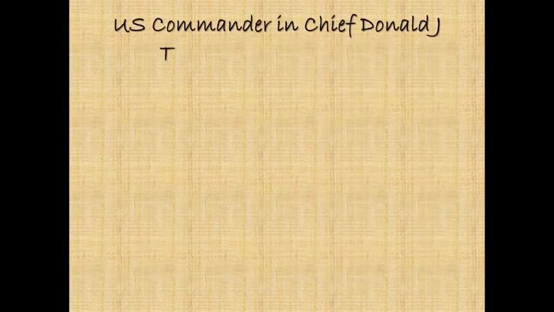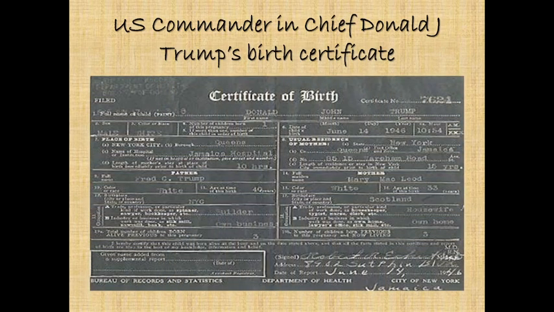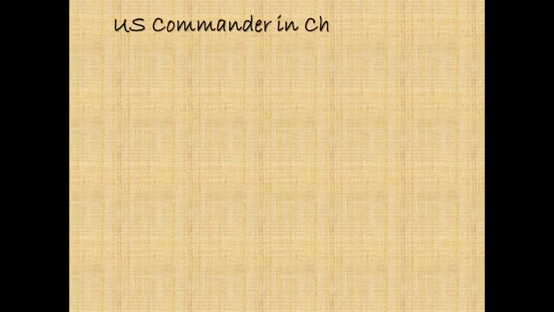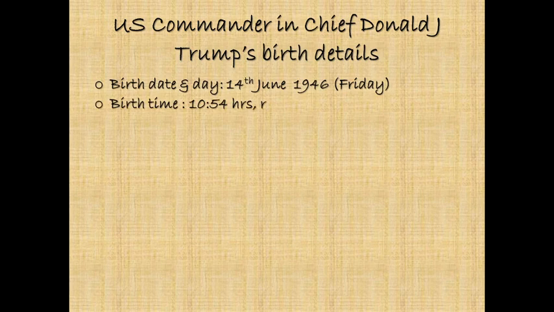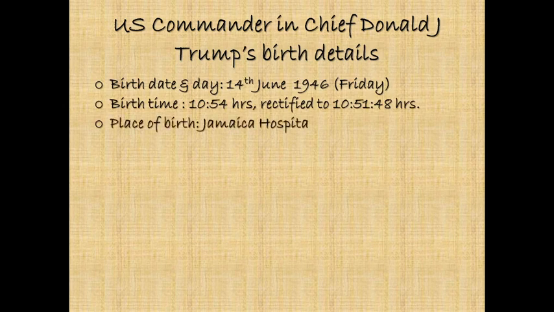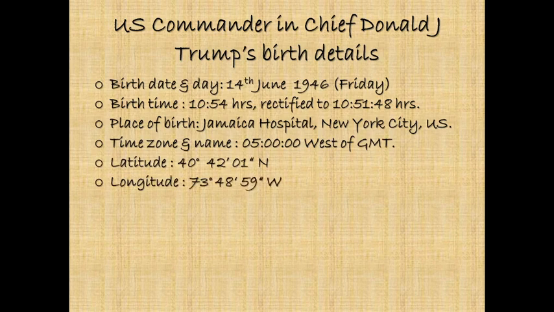President Trump's birth certificate. President Trump's birth details are as follows. Birth date and day: 14th June 1946, Friday. Birth time: 10:54 a.m., rectified to 10 hours 51 minutes 48 seconds. Place of birth: Jamaica Hospital, New York City, USA. Time zone: 5 west of GMT. Latitude: 40 degrees 42-01- north. Longitude: 73 degrees 48-59- west.